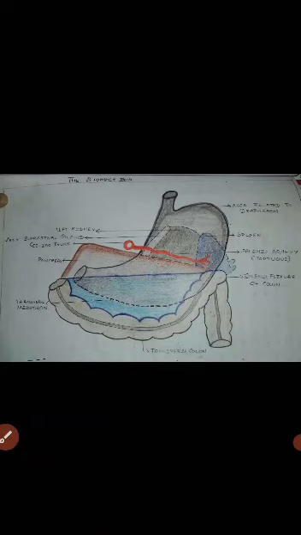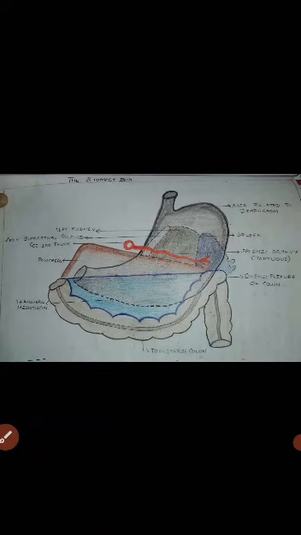External features of stomach. The stomach has 2 orifices, 2 curvatures, 2 surfaces, 2 parts. The 2 orifices are the cardiac orifice and the pyloric orifice. The 2 curvatures are the lesser curvature and the greater curvature. The 2 surfaces are the anterior and posterior surfaces. The 2 parts are the cardiac part and the pyloric part. So first, the 2 orifices: cardiac orifice and pyloric orifice.